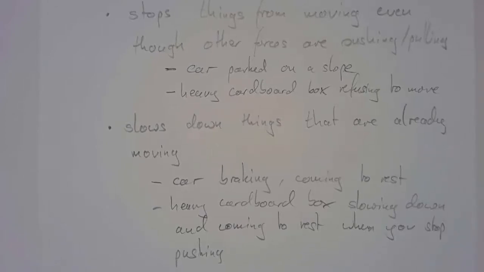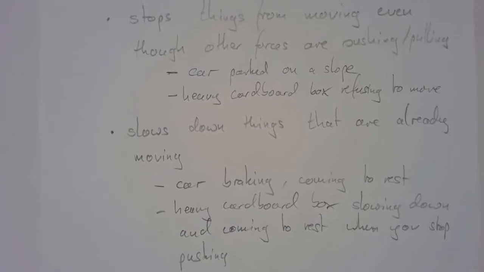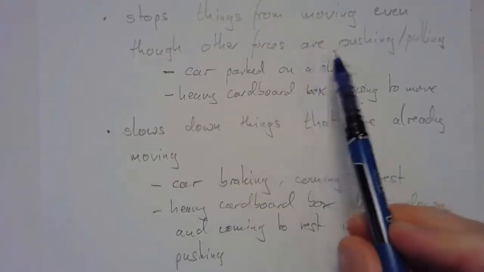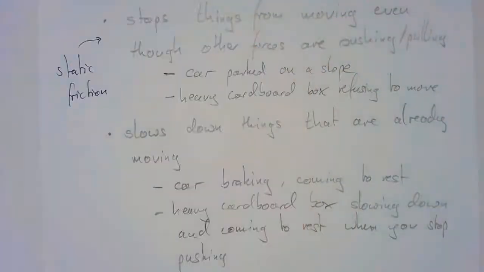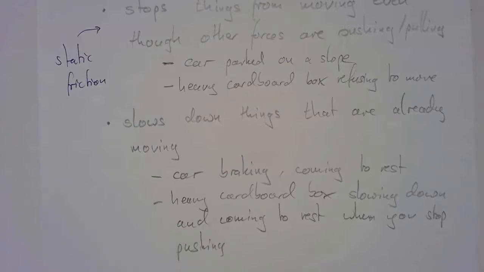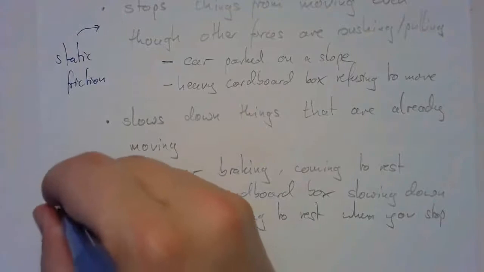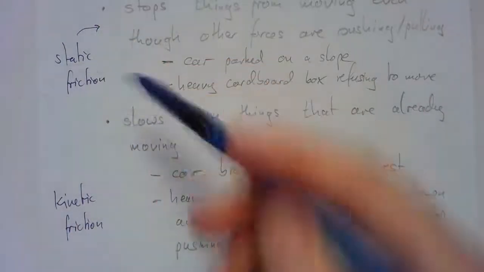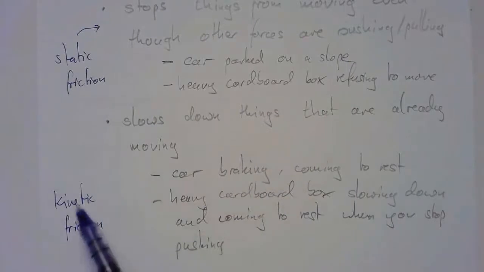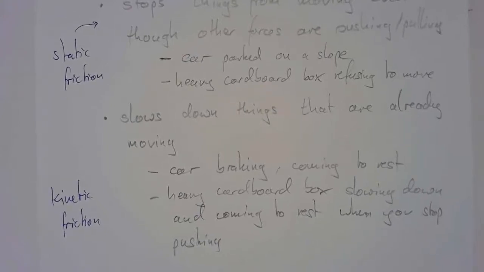Okay. So that then leaves us with these two types of friction, and they have different names because they work slightly differently. What stops things from moving, from not even getting going, we call static friction. And then friction that slows stuff down that is already moving, specifically sliding, we call kinetic friction. And of course you're familiar with the words static and kinetic already. Static, stationary, stasis, from the Greek. Kinetic, again from the Greek, meaning moving, motion.